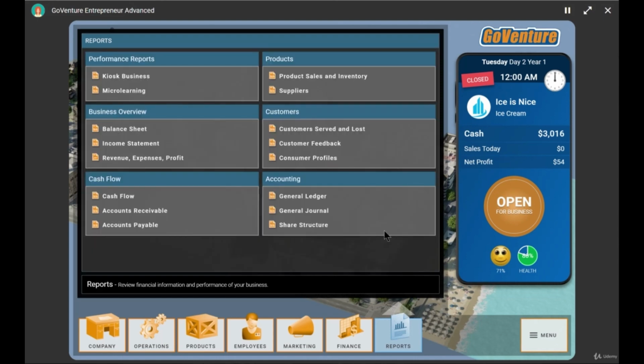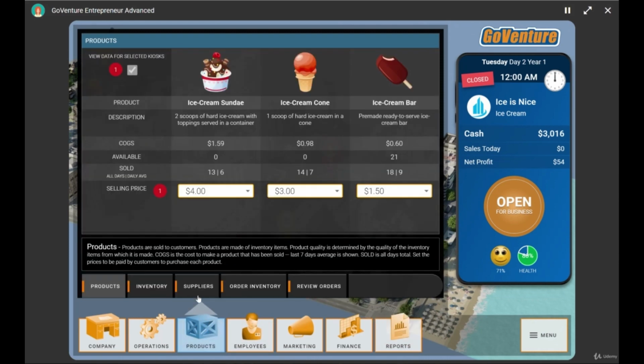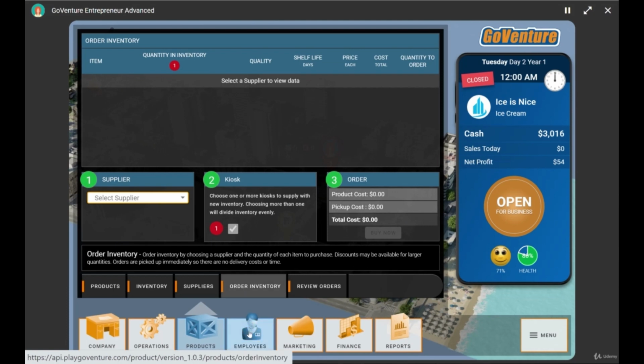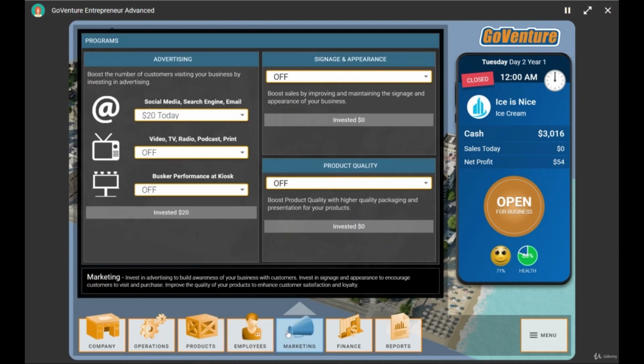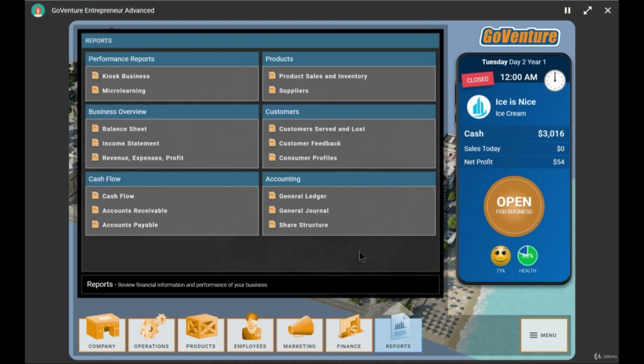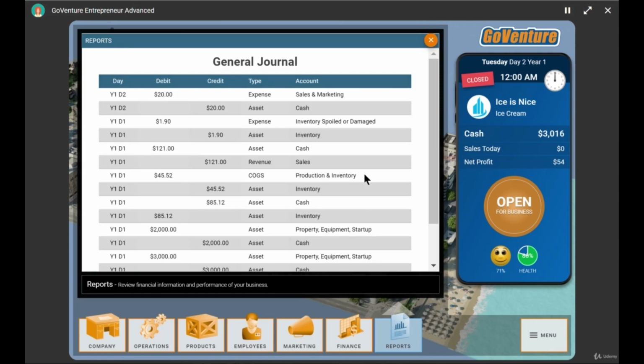So what happens is every time there's a financial transaction in business, and remember, a financial transaction is things like purchasing inventory, or paying employees, or spending money on marketing, that's logged in a report called the General Journal. So this is the General Journal, and basically it is a log of every transaction that happens in business as it happens. So it's dated based on the time that the transaction occurred.